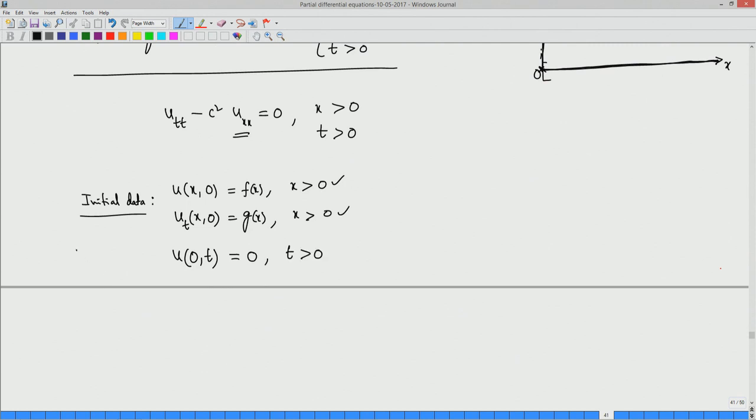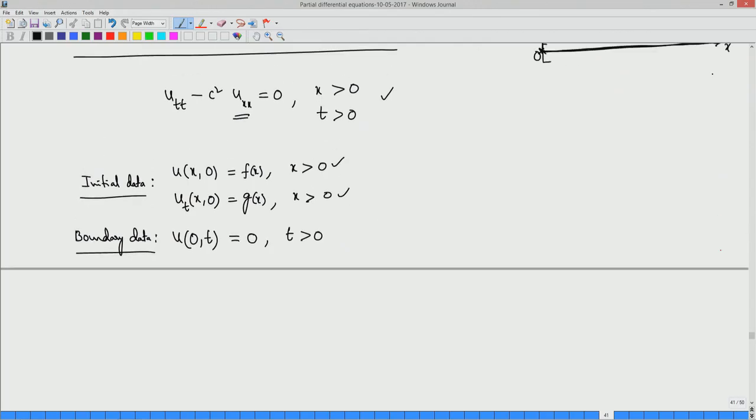So this is the boundary data, or the boundary condition. Together, this equation along with this initial and boundary data forms an initial and boundary value problem for the wave equation in the domain x positive. So how do we solve this? By looking at this, the only extra thing is the boundary data.